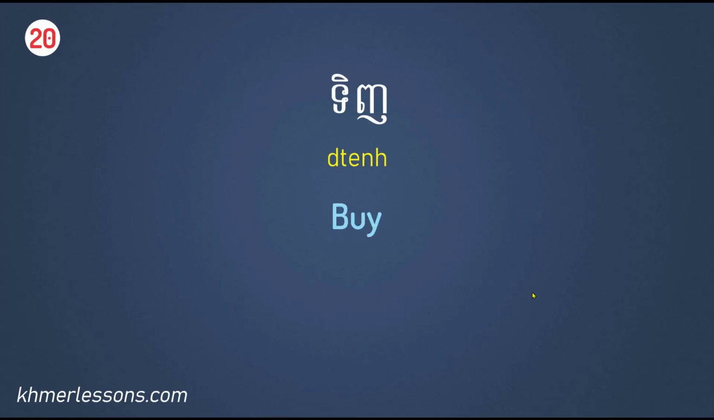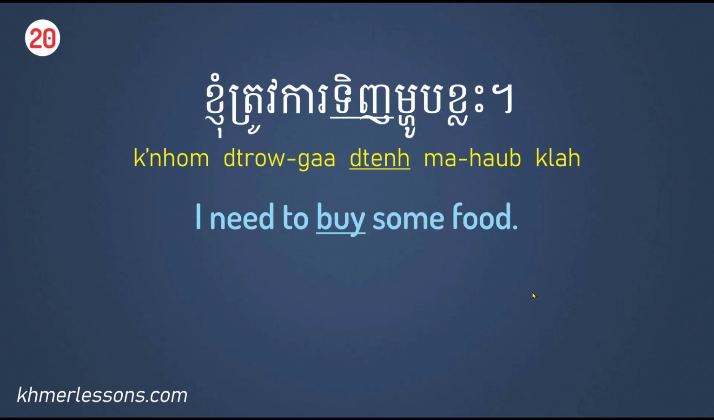And the last word in this video is the word buy, which most foreigners, most students know already. You say ting. For example, I need to buy some food. Khnyom trâu ka ting mo hop kla. Trâu ka is need, and mo hop is food. So, khnyom trâu ka ting mo hop kla.